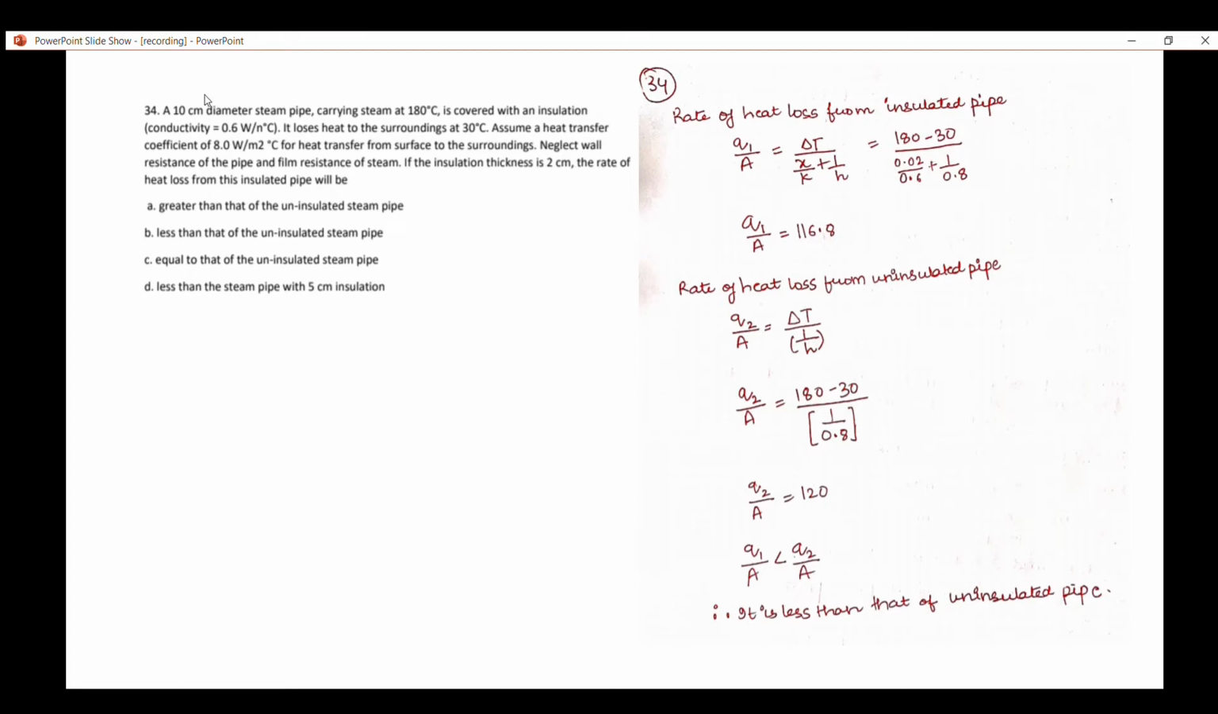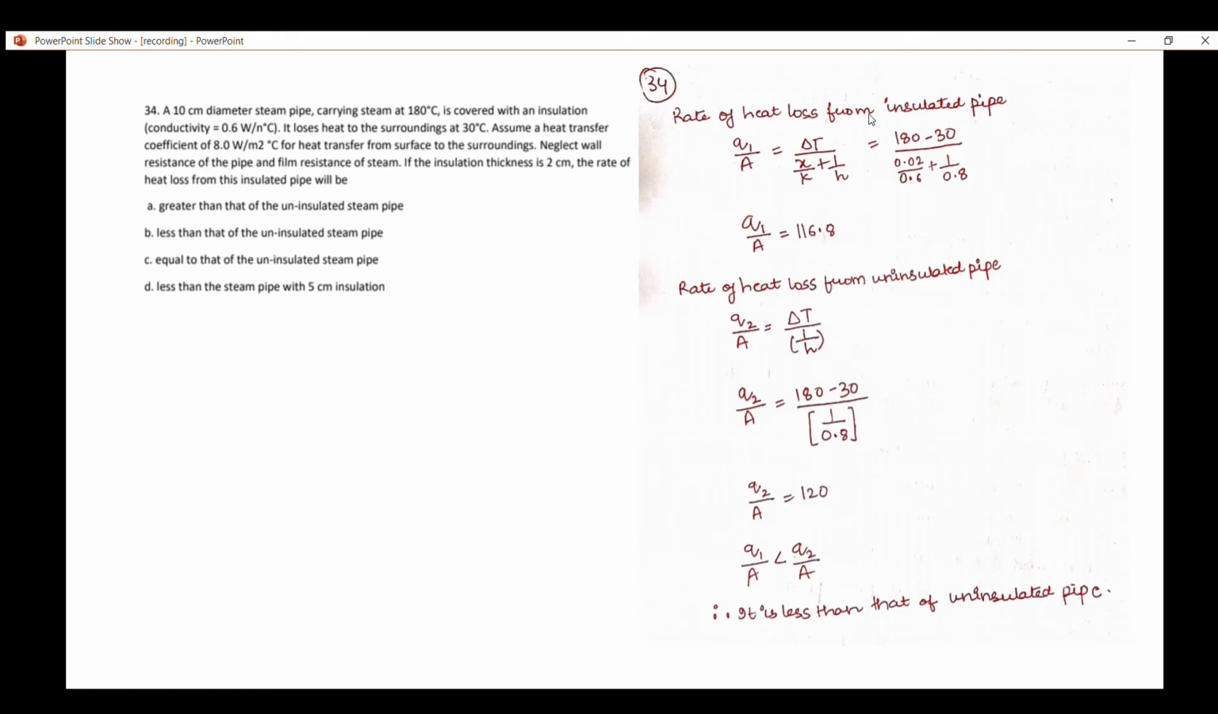34. A 10 cm diameter steam pipe carrying steam at 180 degrees Celsius is covered with an insulation having conductivity 0.6. It loses heat to the surrounding at 30 degrees Celsius. Heat transfer coefficient is given. This is 0.8. There's a small typing error here. And if we neglect the resistance of the wall and film resistance of steam, the rate of heat loss from insulated pipe will be, so we need to tell if it is greater than uninsulated pipe or less than uninsulated pipe.